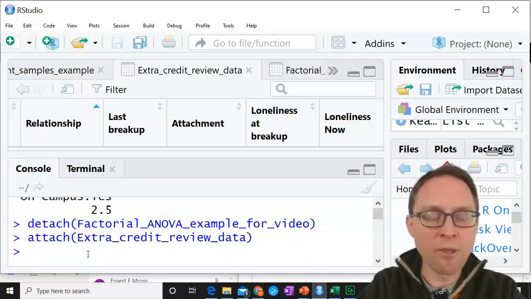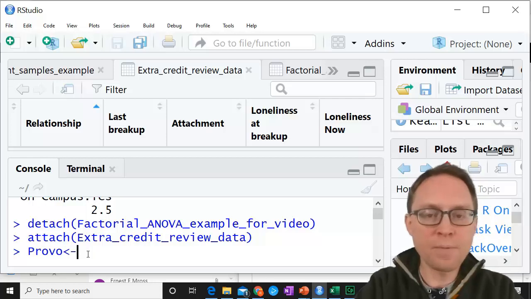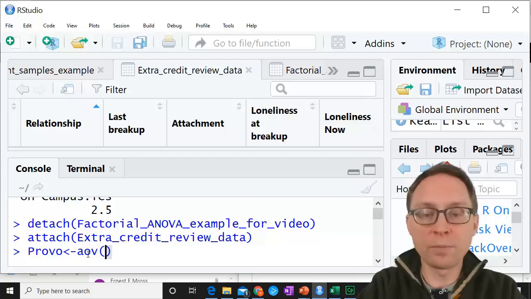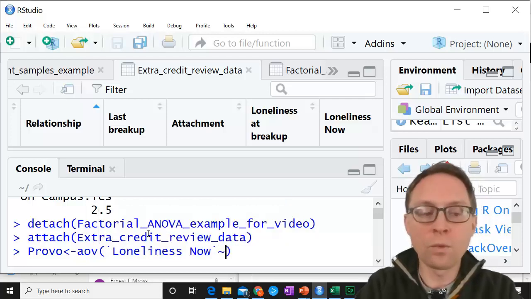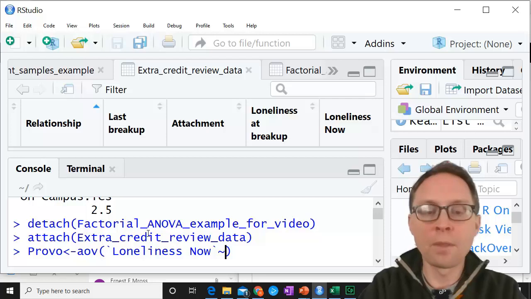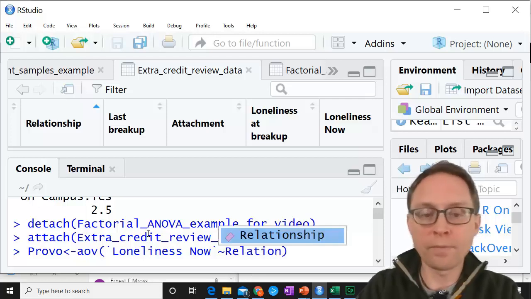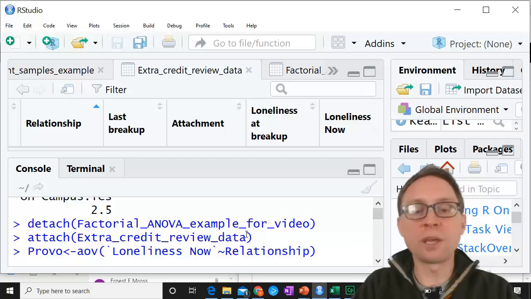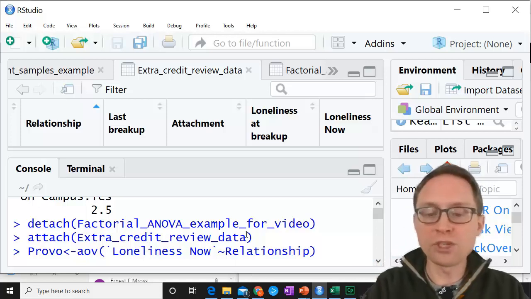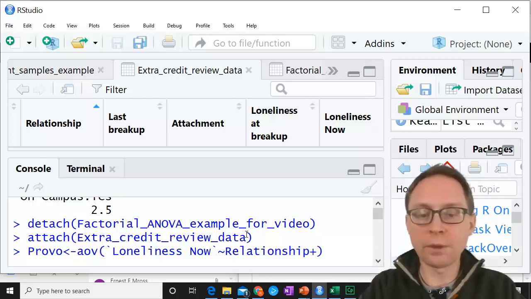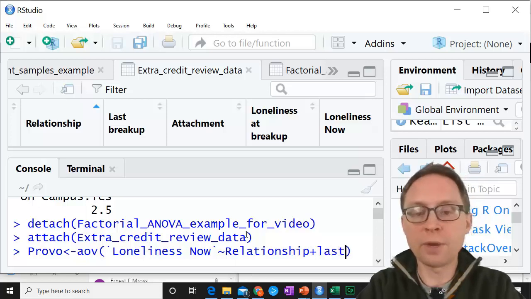So let's name this the town I was born in. I was born in Provo. Provo is going to be an analysis of variance. For the analysis of variance, we start with the dependent variable, which is loneliness now. Then we use that little squiggle, right? Because we want to separate it by relationship. But not just relationship, because if we left it like this, we would only get the main effect for relationship. We want relationship plus last breakup.